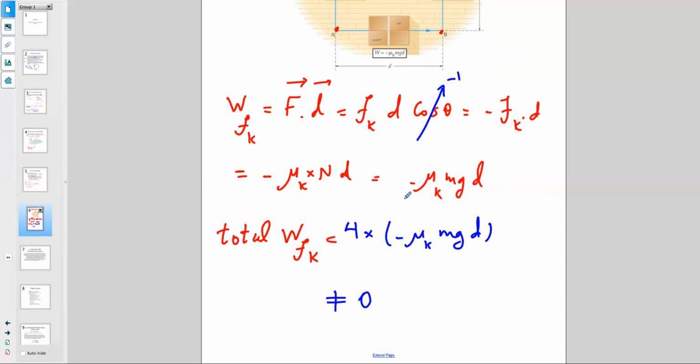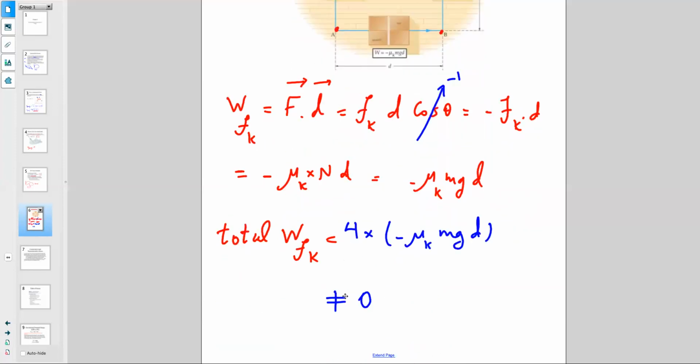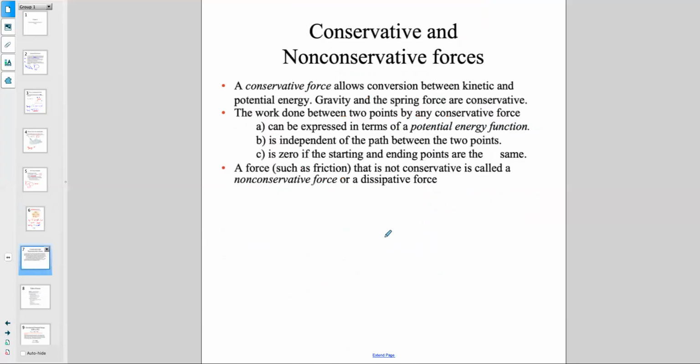If it were a conservative force like gravity, because you've come back to point A, you haven't moved vertically, your height has not changed, then your total work would be 0. But in this case, for a non-conservative force like friction, it is not 0. It has a value associated with it.